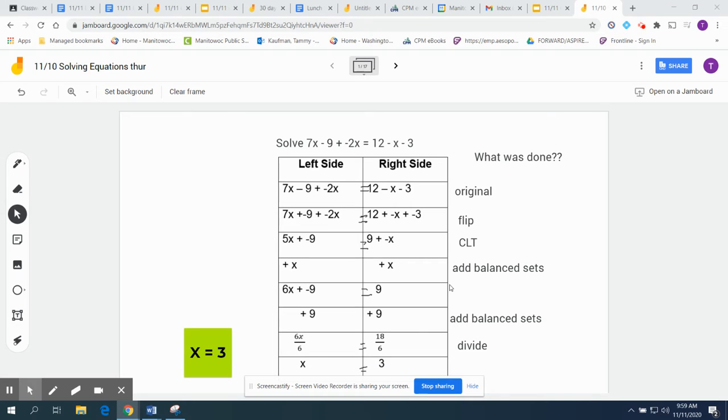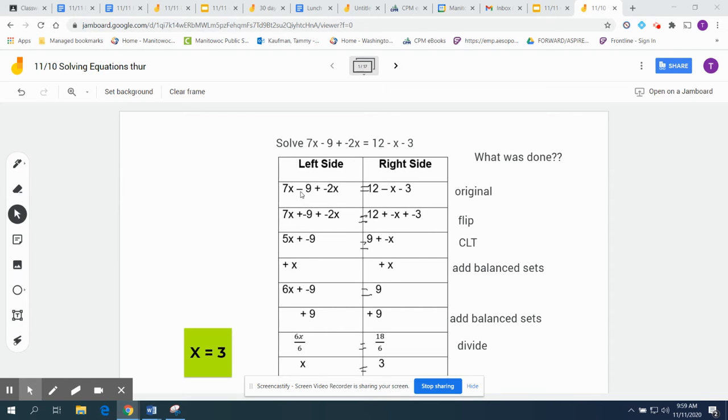Okay, so today we're going to continue solving equations, but instead of writing the explanation, I'm going to show the work through in my table of what I did. So starting with my original equation, I have 7x minus 9 plus negative 2x is equal to 12 minus x minus 3. First thing I'm going to do is flip.